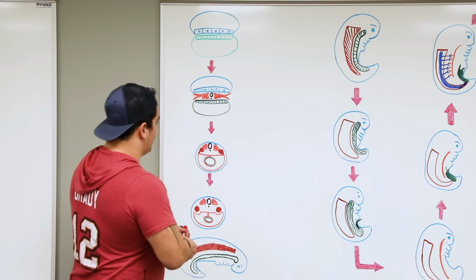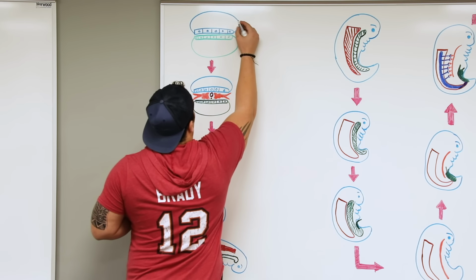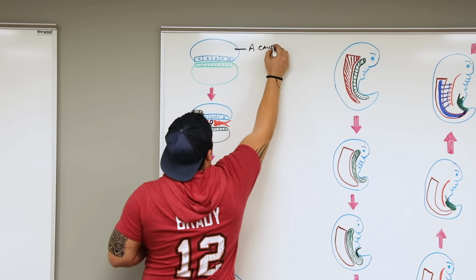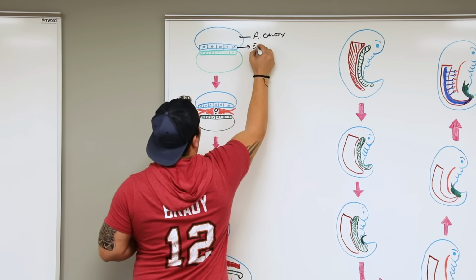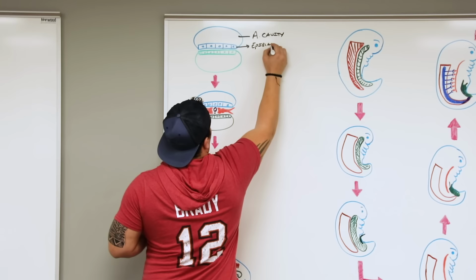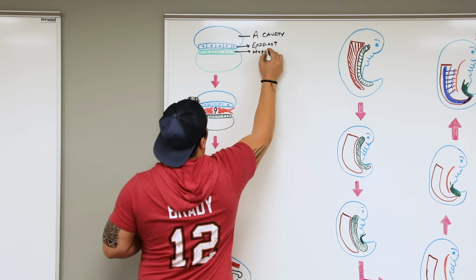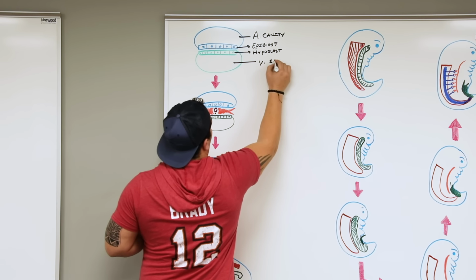So first things first, let's start up here with our bilaminar disc around week 2. If you guys remember, up here we have the amniotic cavity, right? And then you have these cells here, these blue cells, which is called your epiblast. Then below that you have these green cells, which is called your hypoblast. And then below that you have the yolk sac.